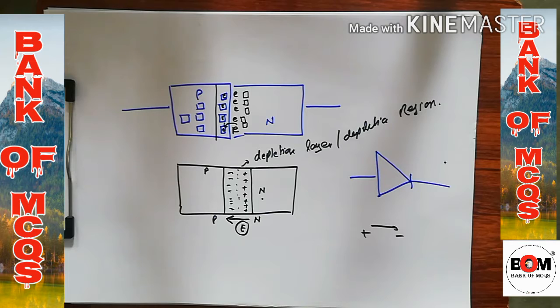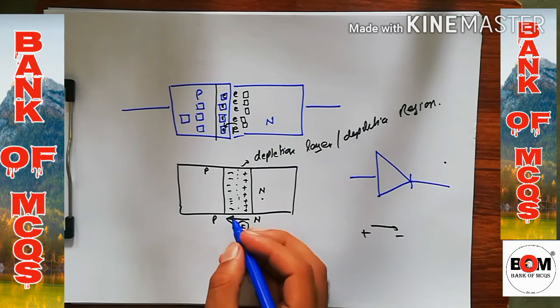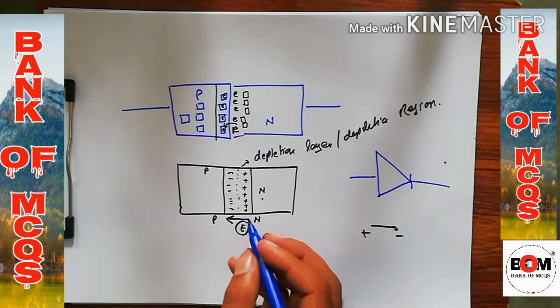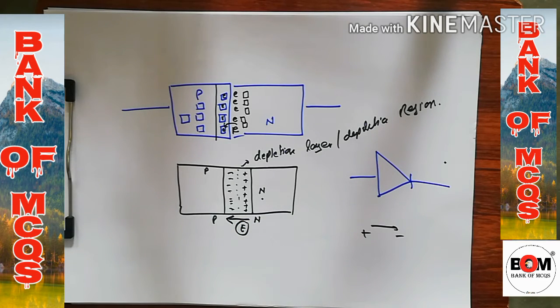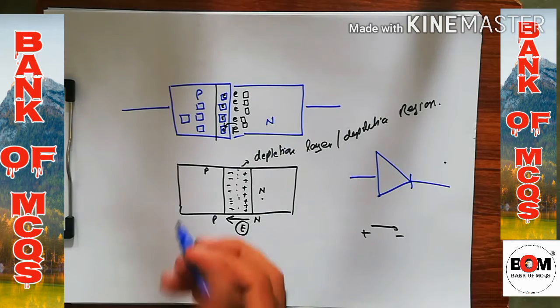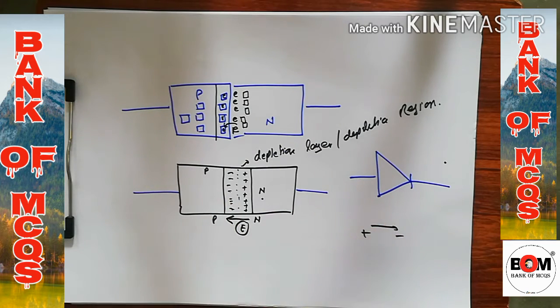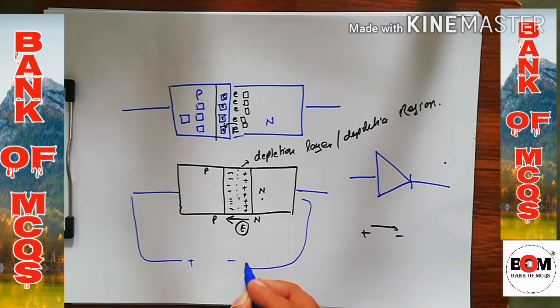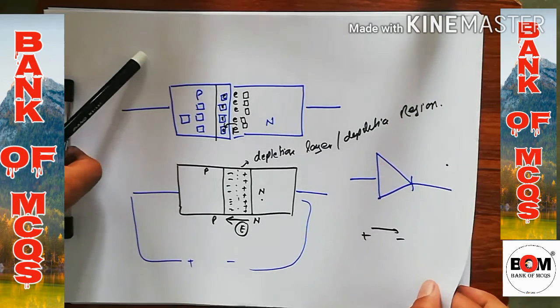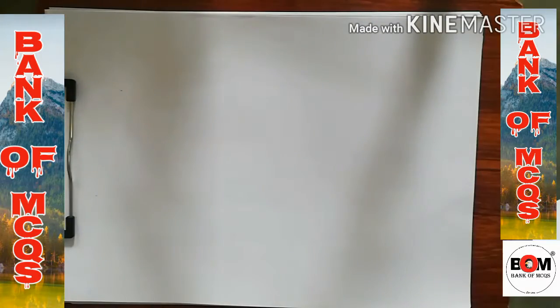Now this wall depends on the motion of charges. The next is, we connect the p-n junction to the battery. So there are two possibilities. We connect the p-type to the positive of the battery and n to the negative of the battery, or p with the negative and n to the positive. So what will happen? These are two types.